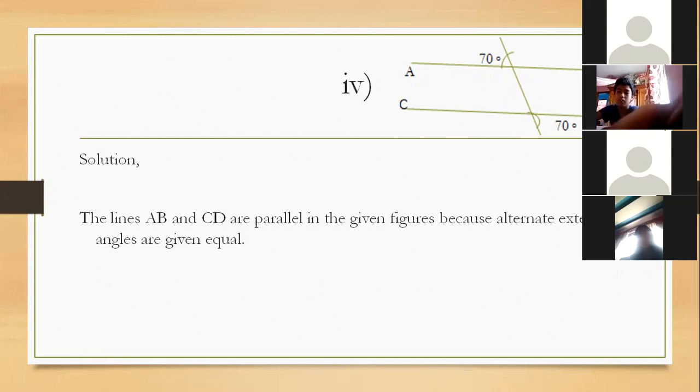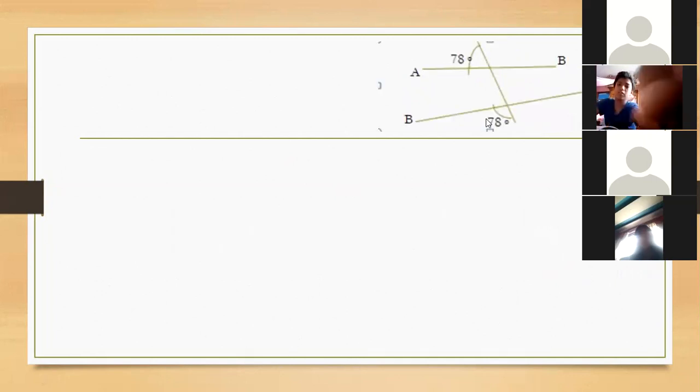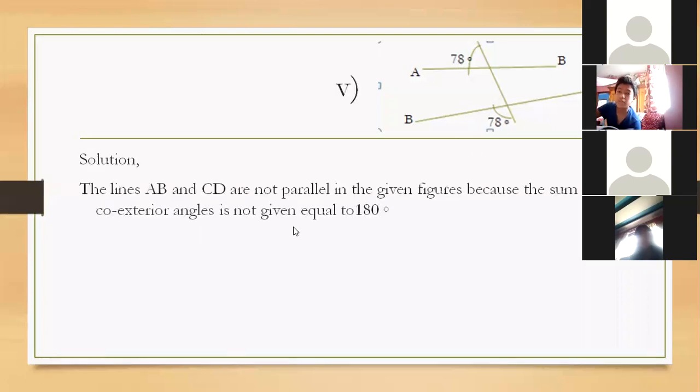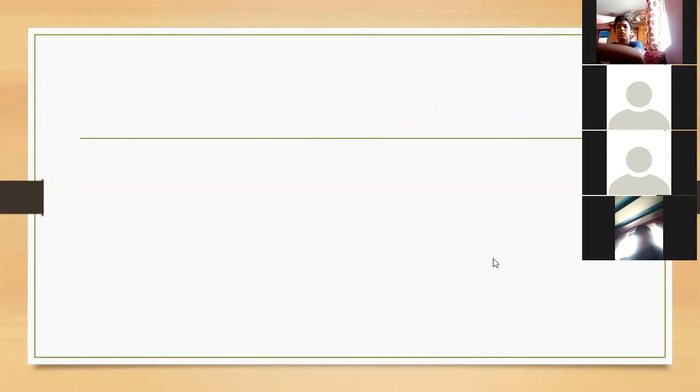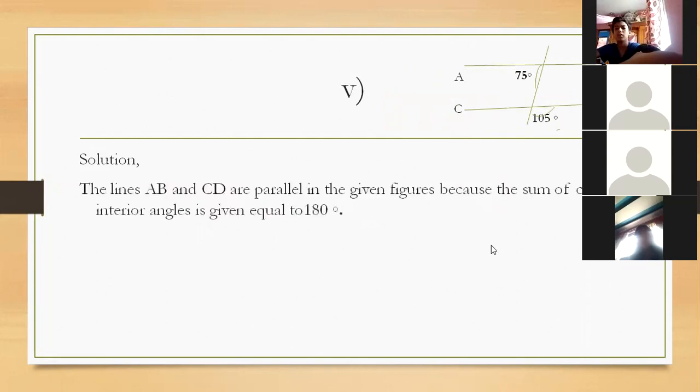Now I am going to show you the next one. Sir, the co-exterior angle sum is not 180. That's why they are not parallel. They are not equal. Their sum is not 180. That's why they are not parallel. Okay, children. And here, look, this is vertical of this angle. After vertical of this angle, we have to find out their sum. The sum is 180. That's why they are parallel. Okay, children.